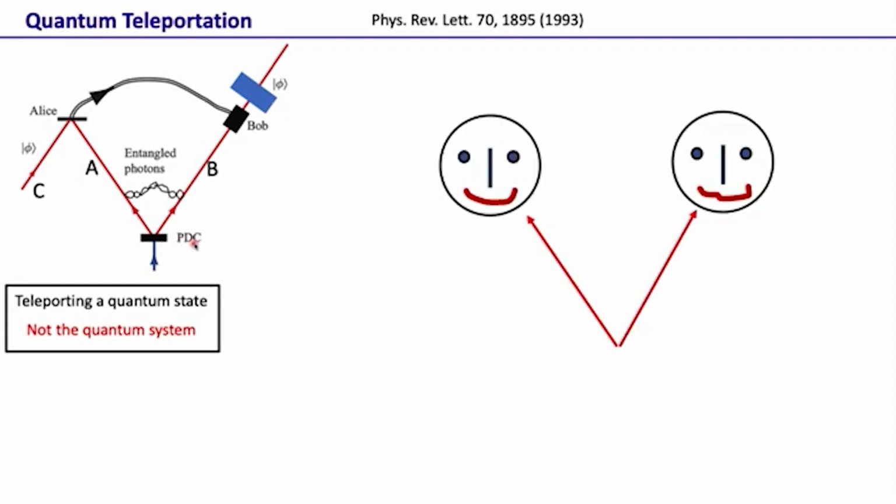The way to understand this is through a cartoon. Here we have, let's say, these two particles. We want to teleport a state, and let's compare the smile to the quantum state. What we do in teleportation is essentially just teleport this smile. So after teleportation, it has the exact same smile, and then we say the teleportation is complete.